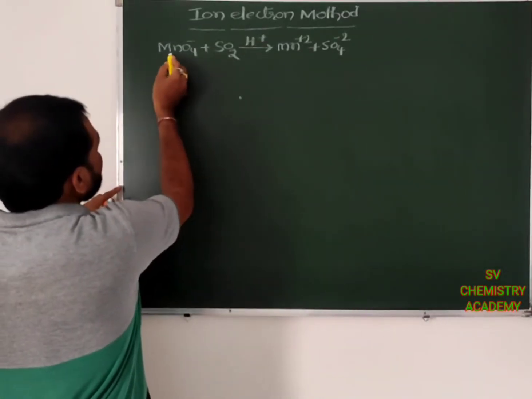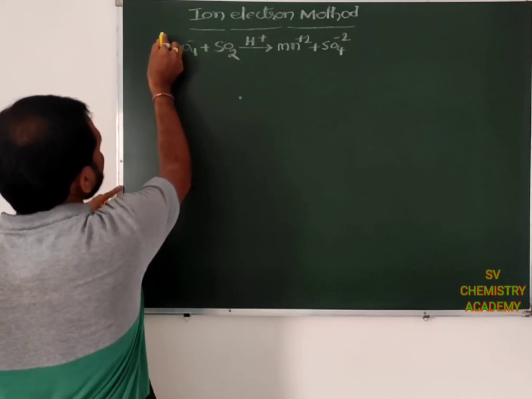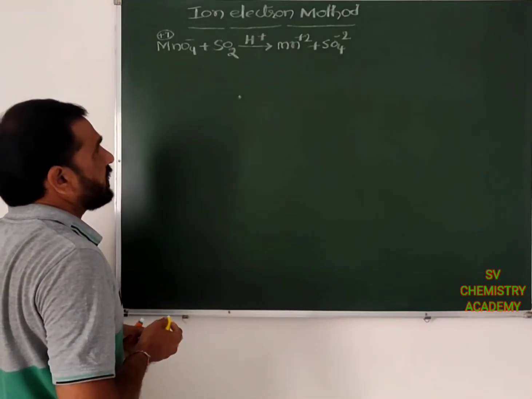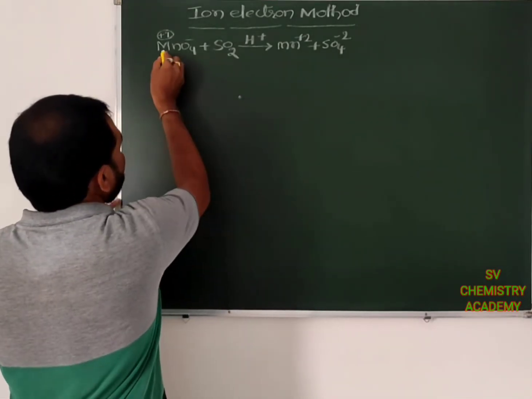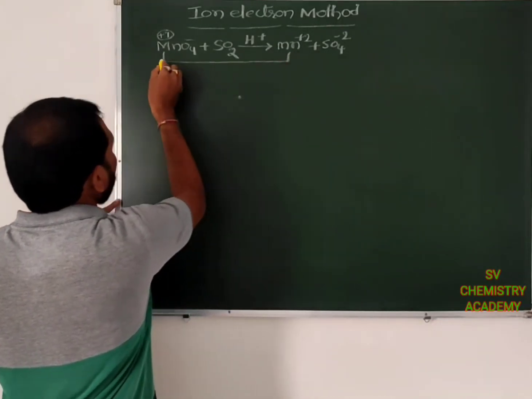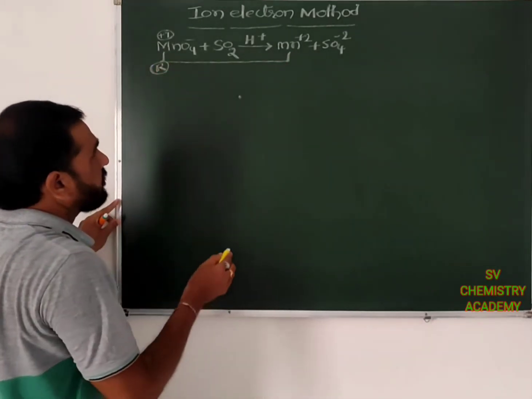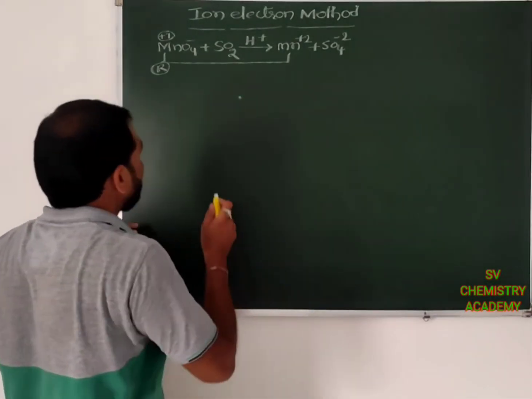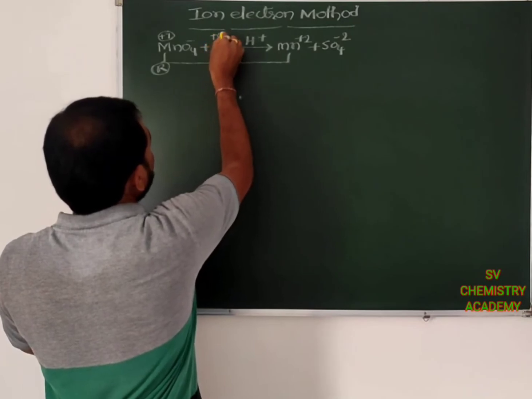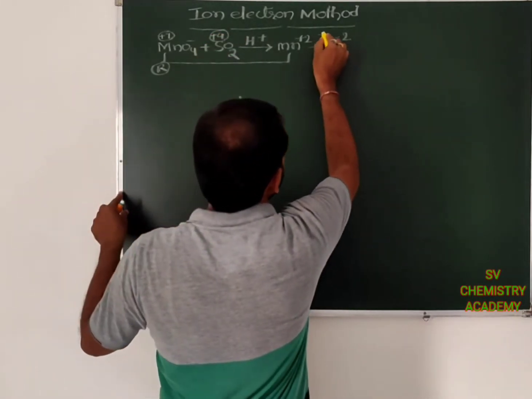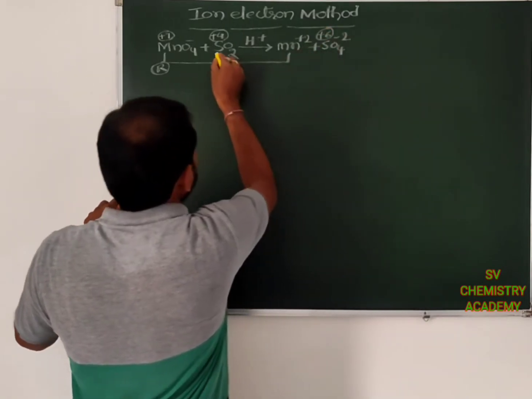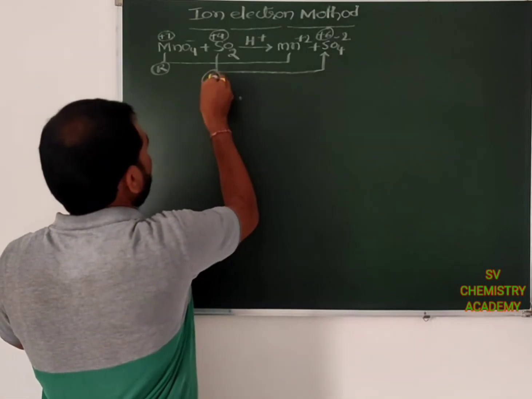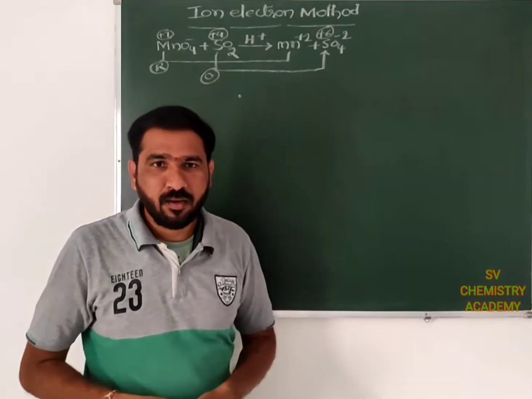Then manganese in the plus 7 oxidation state is converted to the plus 2 oxidation state. It means this is actually the reduction part, right? Reduction. Okay. The oxygen oxidation state is identical on both sides, so we need not concentrate on it. Then coming to sulfur, the left side oxidation state is plus 4, but the right side oxidation state is plus 6. Plus 4 is converted to plus 6. This is actually oxidation. Okay.